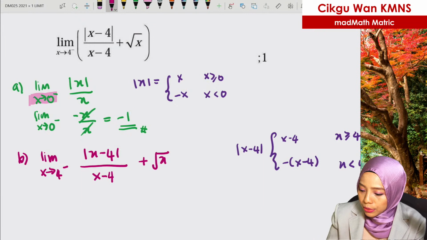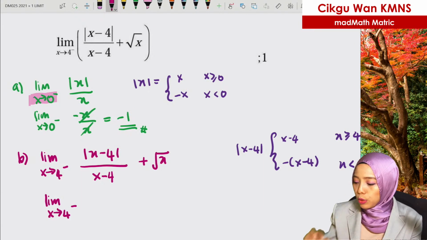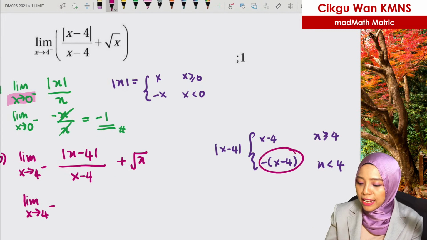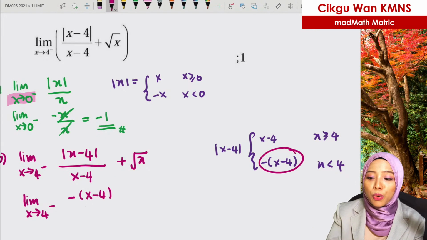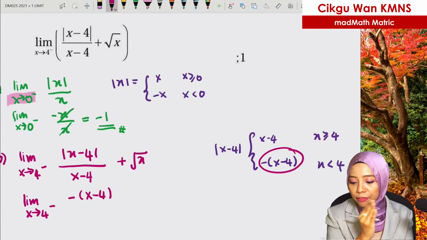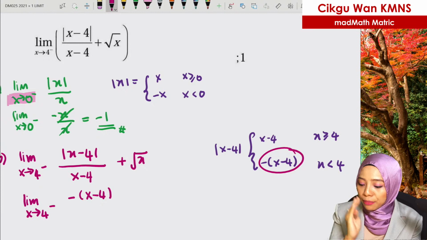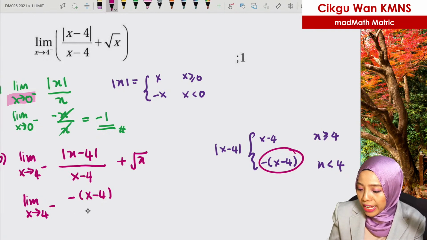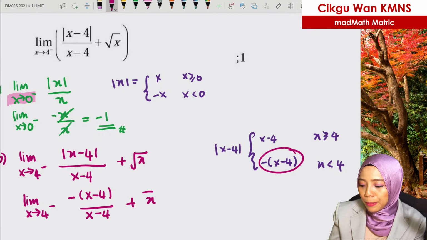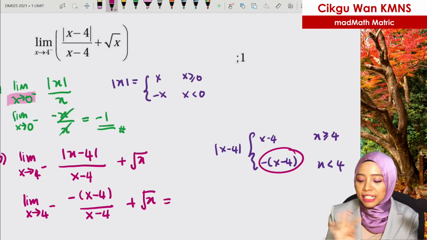Okay, so now limit x approaching 4 from the left, we are taking negative. Again, we are taking negative because both top and bottom are looking from the left, at x approaching a from the left. That's why both also take negative. Okay, over x minus 4. Any problems with this set? No, just do it as usual.